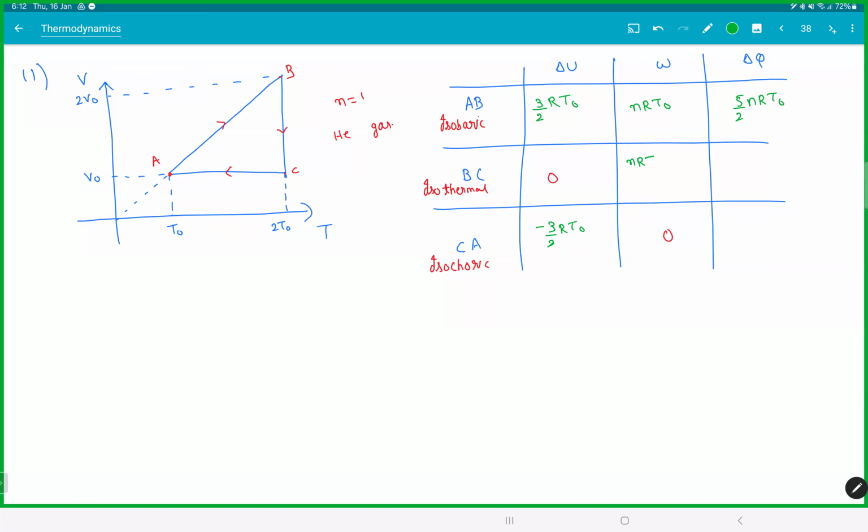This guy will be nRT for B to C. So this is nR 2T naught ln V final by V initial, that is ln half. This will be minus 2 nRT naught ln 2. Isochoric, this will be minus 3 by 2 RT naught. So the efficiency will be, the total work done is nRT naught minus 2 nRT naught ln 2, by only the positive heats, which is 5 by 2 nRT naught. nRT naught will cancel, 2 into 1 minus 2 ln 2 by 5.